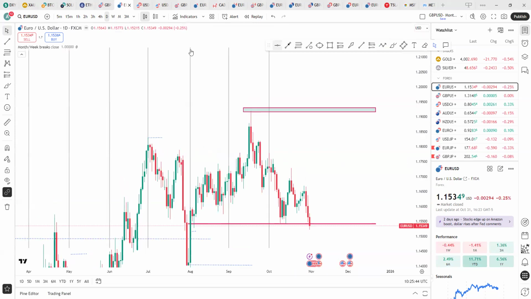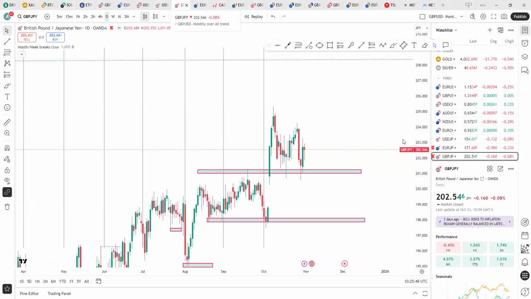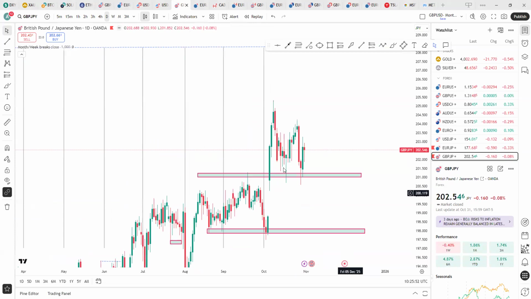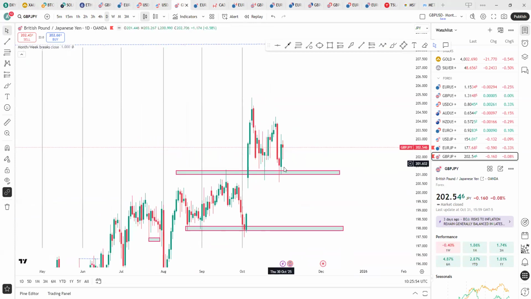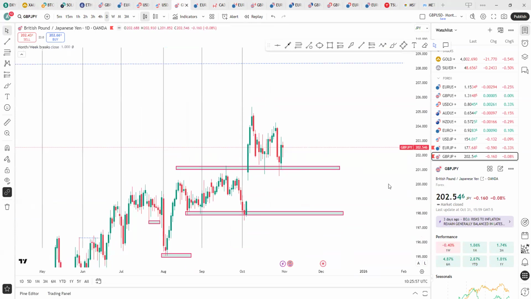Let's look at the pounds. Let me see what pounds JPY has been doing. I think it's pounds JPY, all right. So I'm holding a position on this as well. There's a buy position I entered there last week. I'm still in that position on pounds yet.